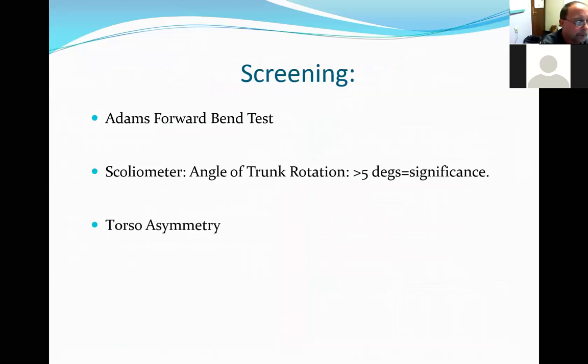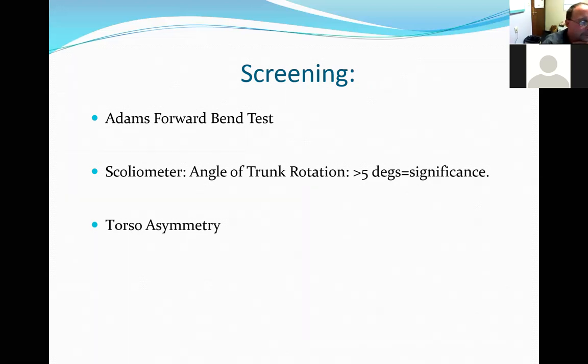Screening methods: when I go out in the community, I always look at the Adams forward bend test. I always take my scoliometer and have it with me. You do have to be a little bit careful when you're using scoliometers, for example if you have an app on your phone, because your phone doesn't contour to your spine. Typically you're taking that scoliometer, that U-shaped area, and running it down the spine itself. On your phone, you don't have that, so your degrees of rotation can be off a little bit. So I typically always have a scoliometer with me.